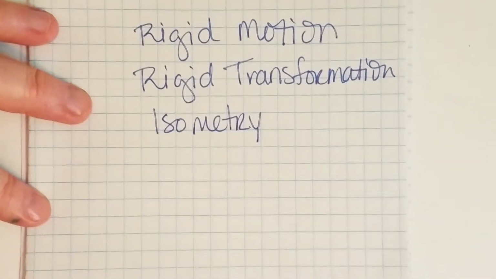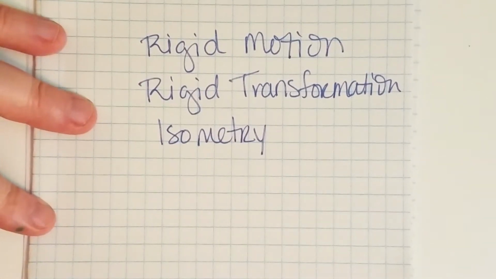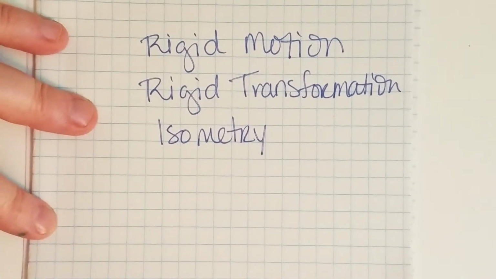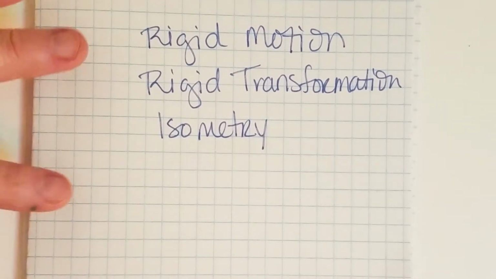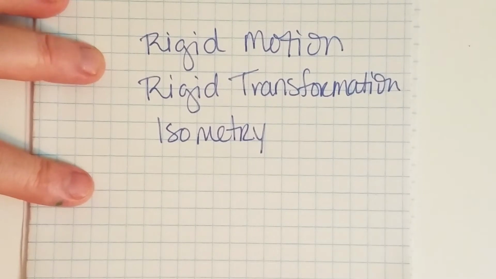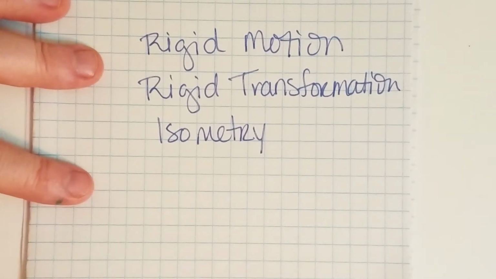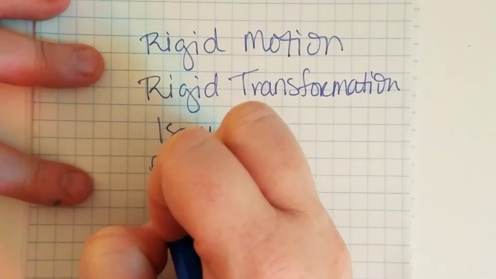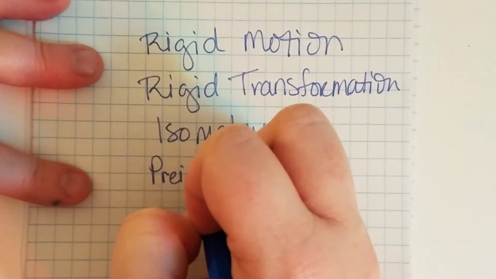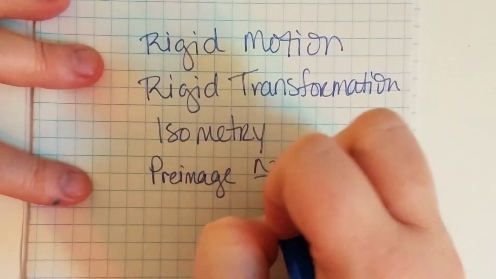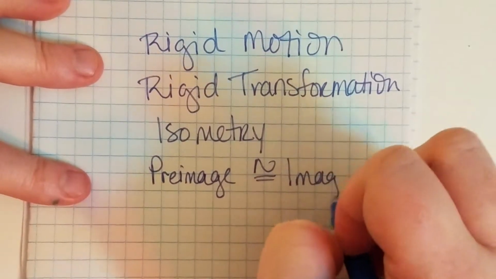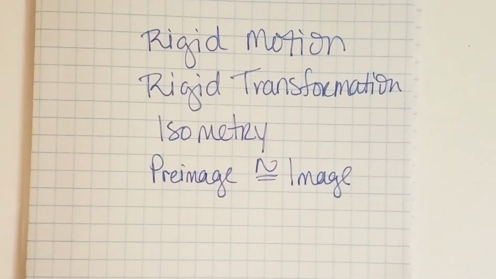So what you need to know is that rigid motions, rigid transformations, or isometries, are ways that we can transform a figure while preserving the side lengths and the angle measures. So basically the pre-image is congruent to the image. And no matter how many times we transform the figure using rotations, reflections, and translations, the pre-image is always congruent to the image. And that is essentially what we're doing in Unit 2.